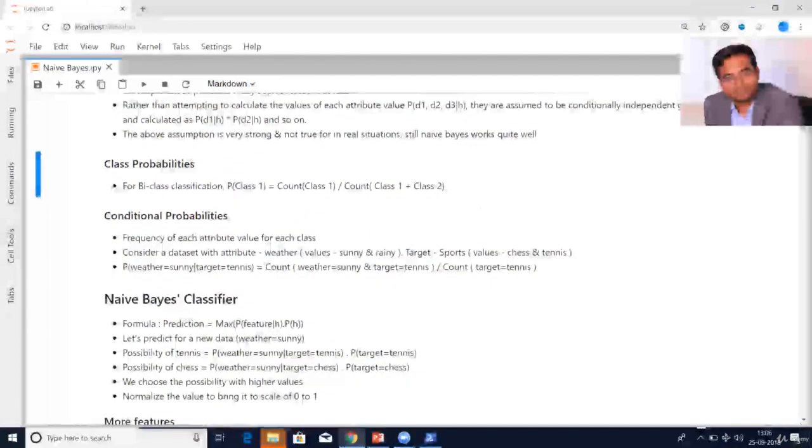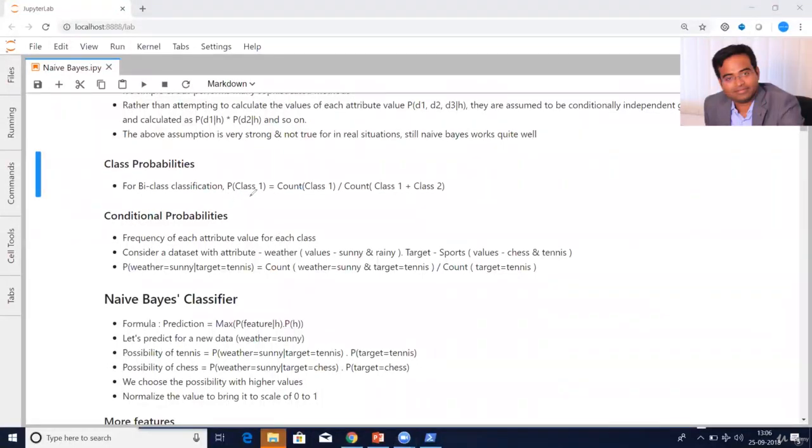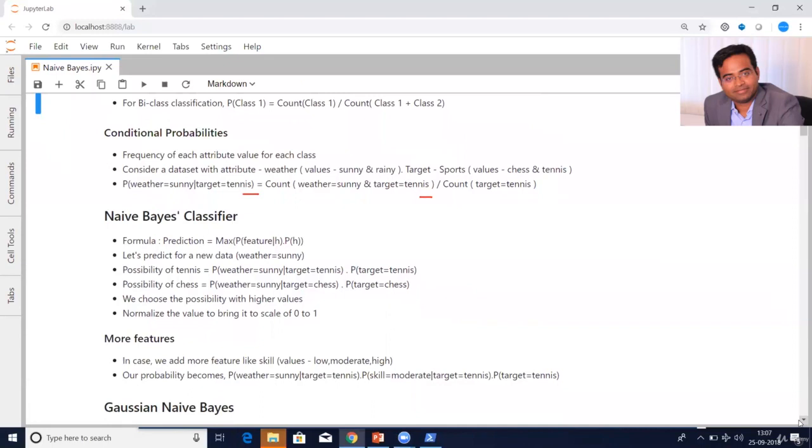One is class probability. Class probabilities for, in fact, binary classification. So you have two classes, class 1 and class 2. Class probability is the count of class 1 divided by the total occurrence of class 1 plus class 2. That is your class probability of class 1. The other thing is the class probability of class 2, which is the count of class 2 divided by the count of class 1 plus the count of class 2.